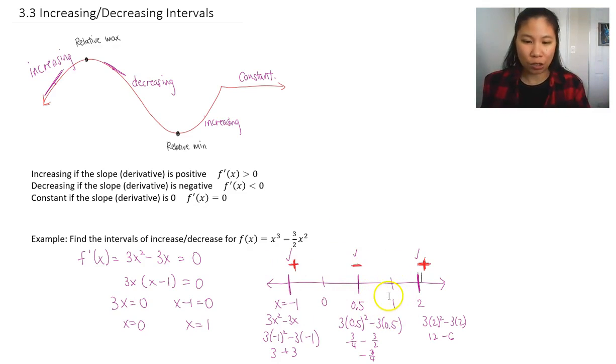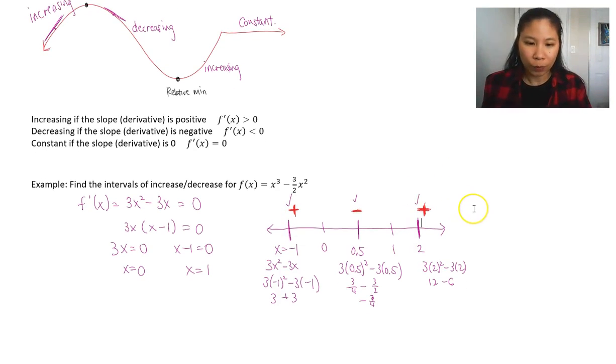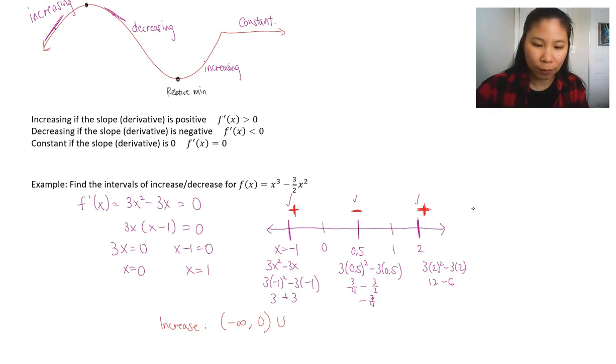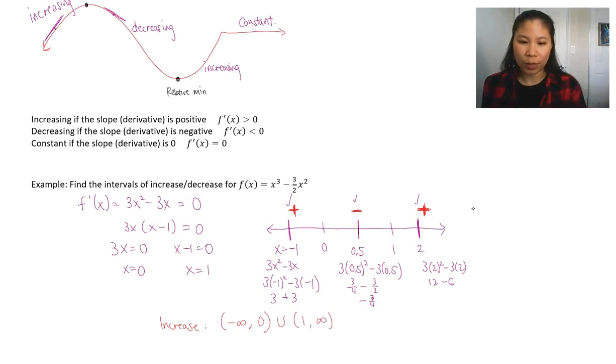This is where it changes directions. So that means everywhere else is going to be either increasing or decreasing. So writing this out then, I'm going to have my intervals of increase from -infinity to 0, and from 1 to infinity. So basically I'm saying everything to the left of 0 and everything to the right of 1 is where it's increasing, because that's where I got those positive slopes.